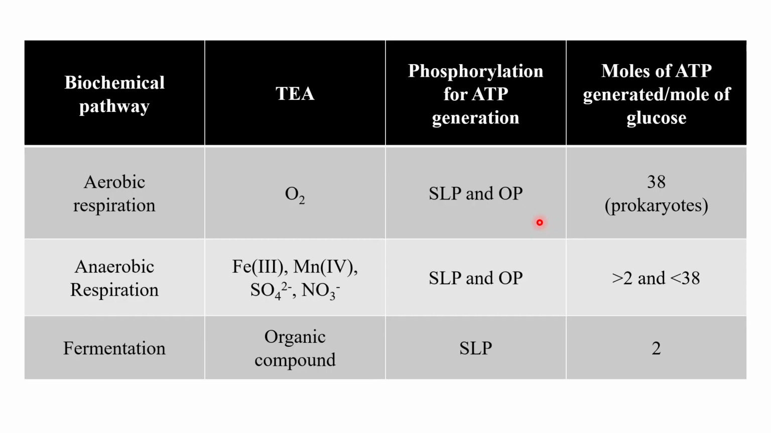Ma'am, in fermentation, why is it not oxidative phosphorylation? So in fermentation, only after pyruvate it is directly getting converted into ethanol and carbon dioxide. Okay, so there are no other electrons that are being generated that can be passed to the electron transport chain for generation of ATP molecules by oxidative phosphorylation.